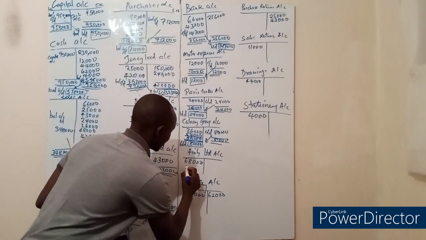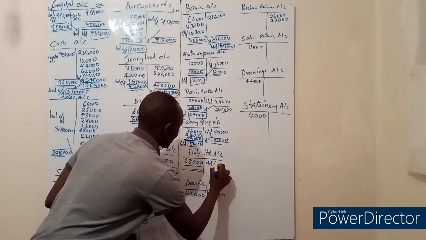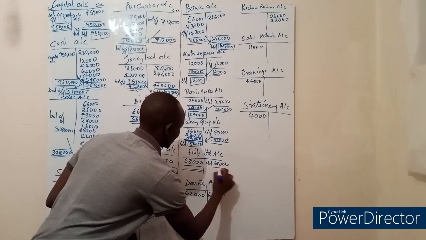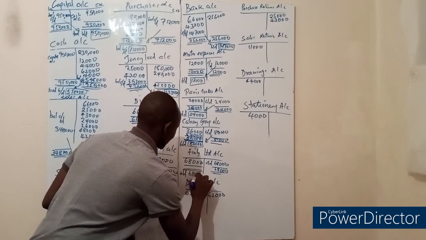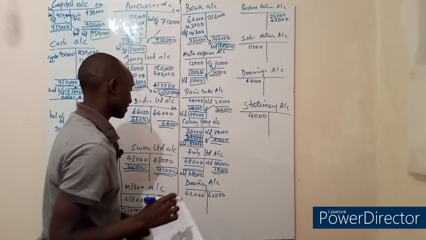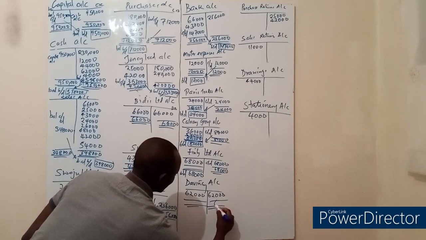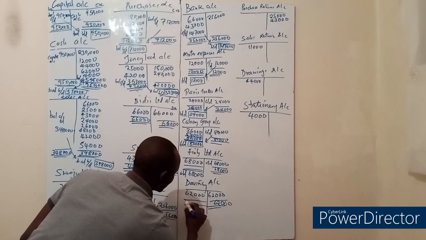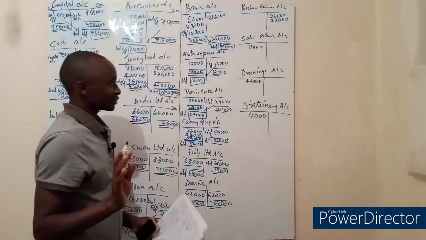Fidley Limited, again, will have a carry down of 68,000. Brought down of 68,000. Our Da Vinci account is balancing, right? Yes, because the credit side is 62,000 and also the debit side is 62,000, meaning the balance brought down is 0.